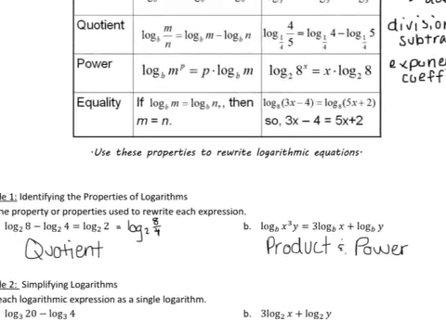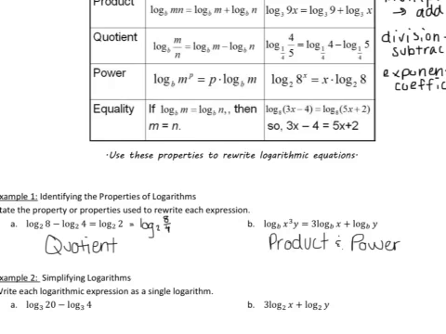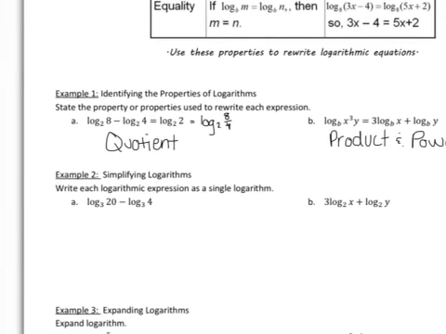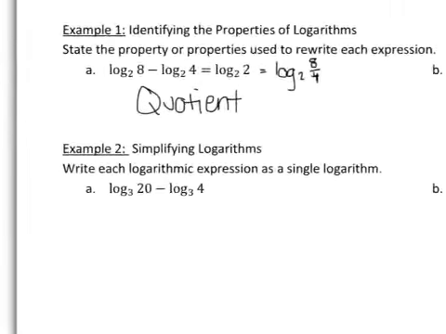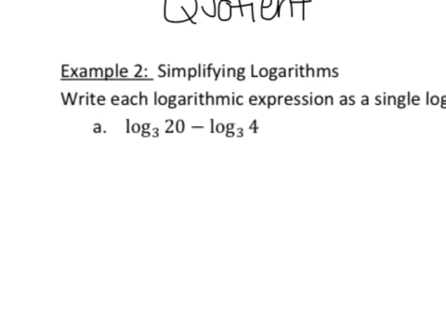All right. We okay with it? Identifying what they used? Yes? Okay. Now we're going to simplify them ourselves. So what can we do with this? Let's see, we have log. Are the bases the same? Yes. Okay, so that allows us to use those properties. So what can we do with the 20 and the 4?